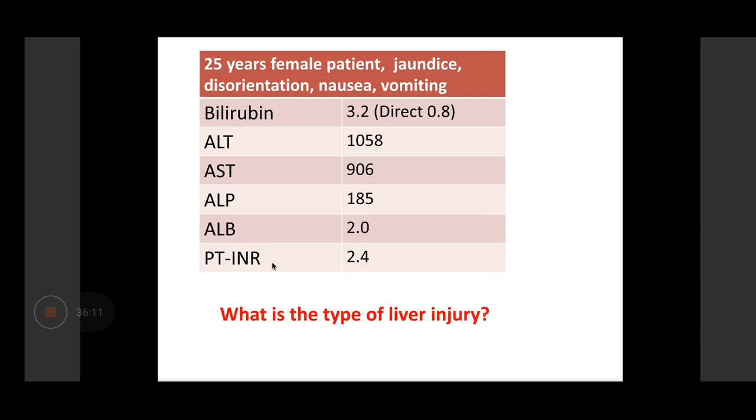Acute or chronic, fulminant or liver failure, what would you like to choose? So this is converted into multiple choice. Yes, this could be acute. And because of the presence of albumin 2 and PTINR 2, do you think this is a mild acute or acute fulminant, or could it be going into liver failure?